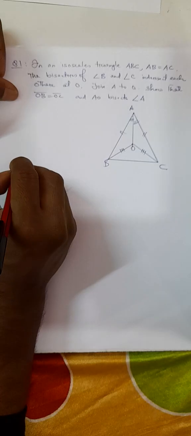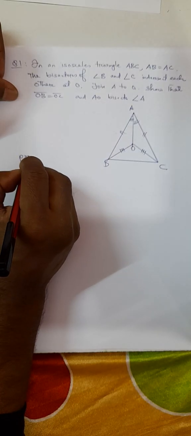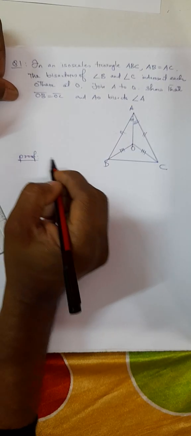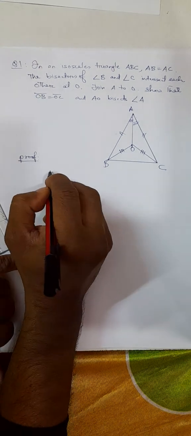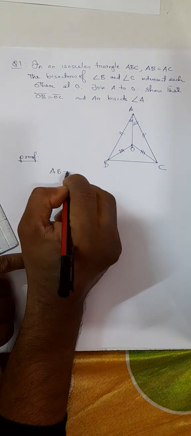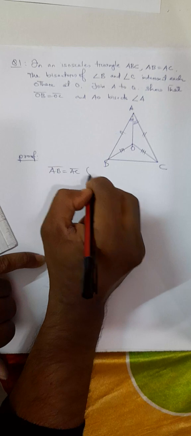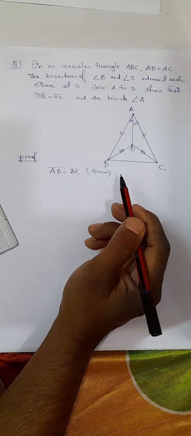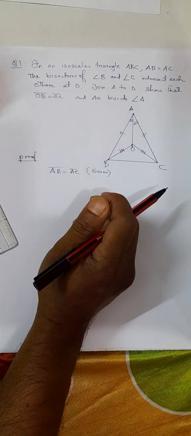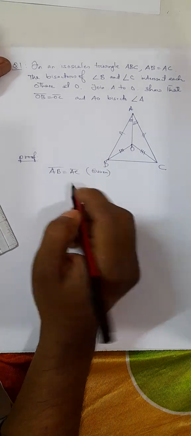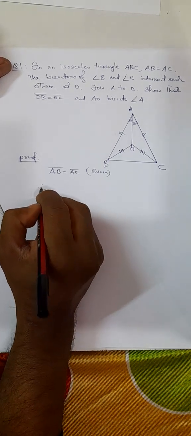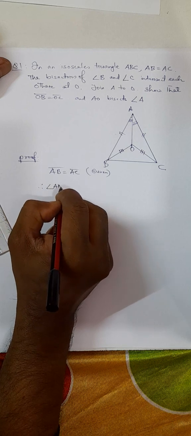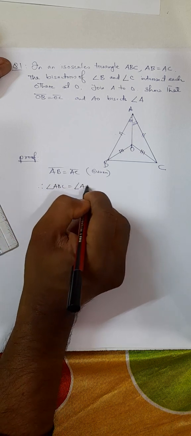So let us prove this. So we are given that AB equal to AC, given. So it's an isosceles triangle. In an isosceles triangle, the angles opposite to equal sides are equal. Therefore, angle ABC equal to angle ACB.